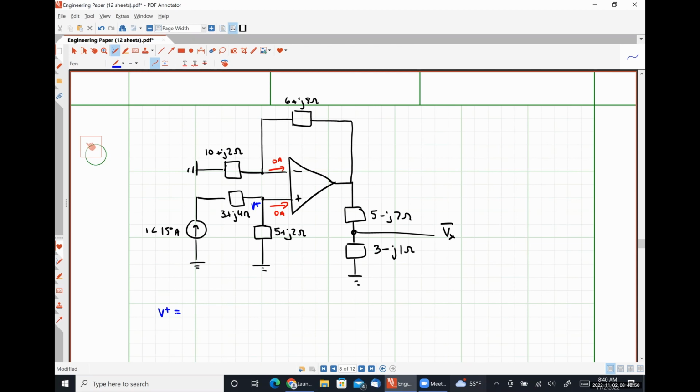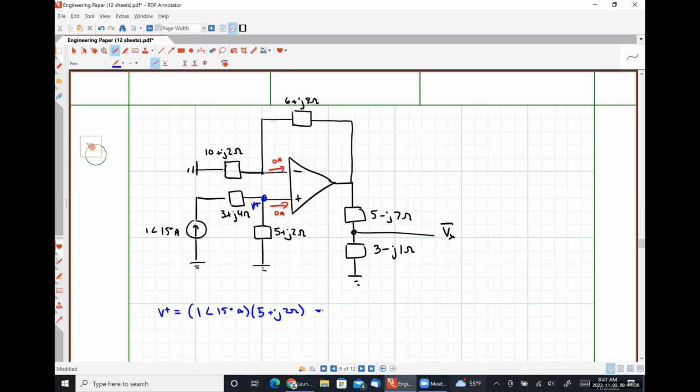So the reason why I disagree is because that would be giving us this voltage, which is not the voltage drop between this point and ground. It should be that 1 angle 15 degrees current source times 5 plus J2 ohms, because the 5 plus J2 ohm resistor is between the non-inverting input terminal and ground, and we're looking for the voltage drop at the non-inverting input terminal with respect to ground.